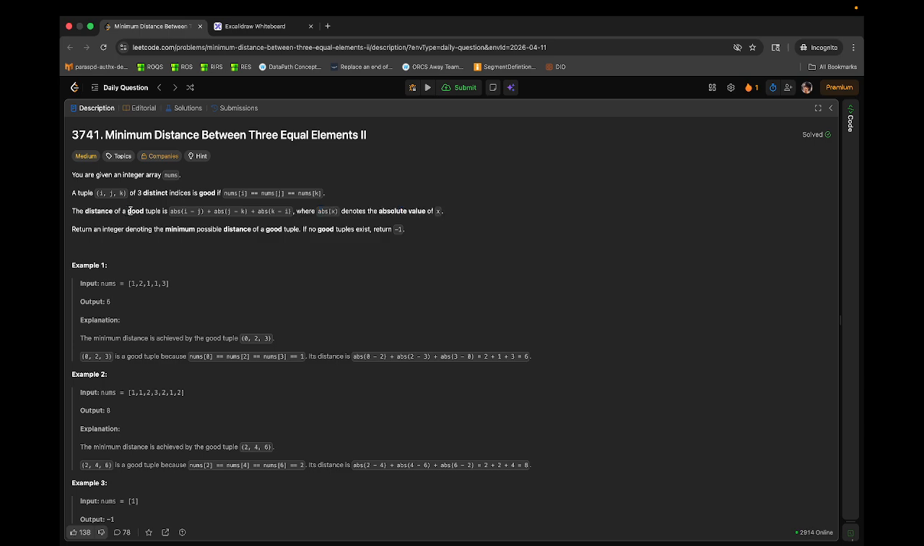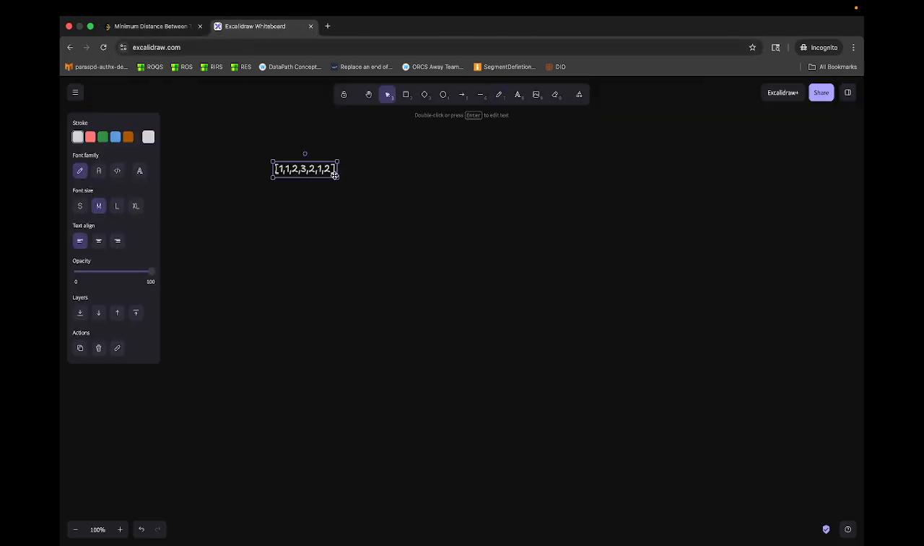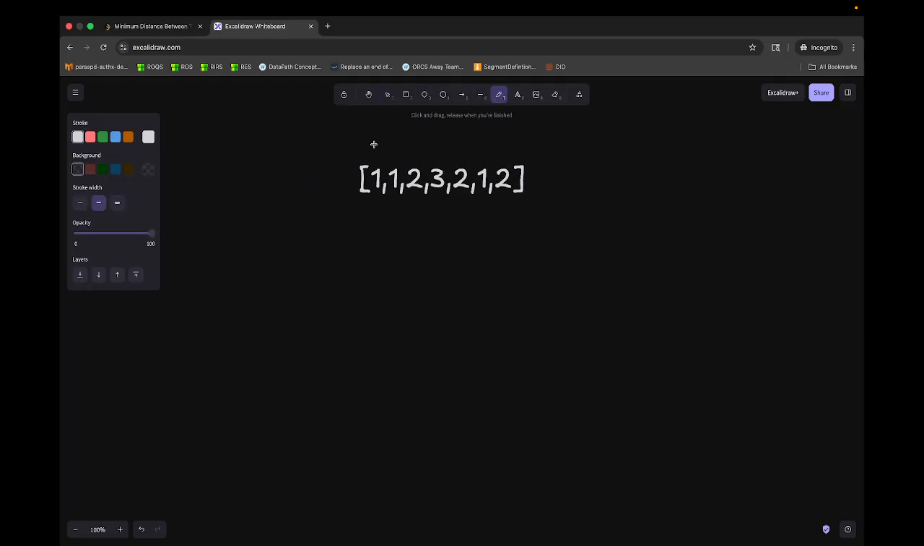So this is the distance of a good tuple. What we need to return is the minimum possible distance of a good tuple, and if no such good tuple exists, return minus 1. So let's take this particular example. If you look at this particular array, let's label the indices as 0, 1, 2, 3, 4, 5, 6.